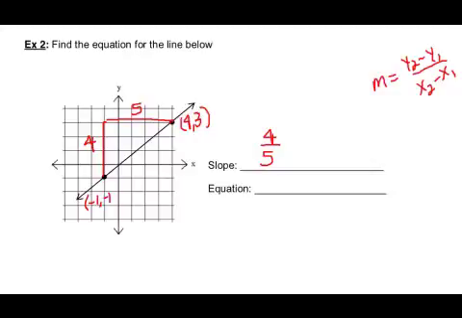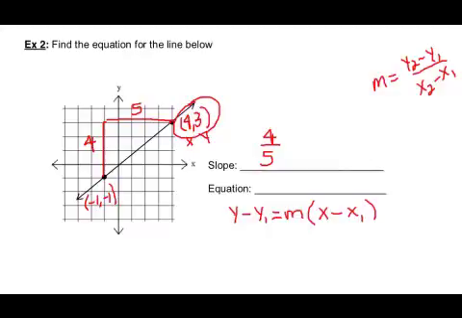Now this one I want to write in point-slope form. Remember, point-slope form is y minus y1 equals m, or the slope, times x minus x1. So we already found the slope, and the only other thing we need for point-slope form is a point on the line. So it does not matter which point we use. Since I like to work with positive numbers, I'm going to use the point (4, 3). Remember, this is an x value and a y value.